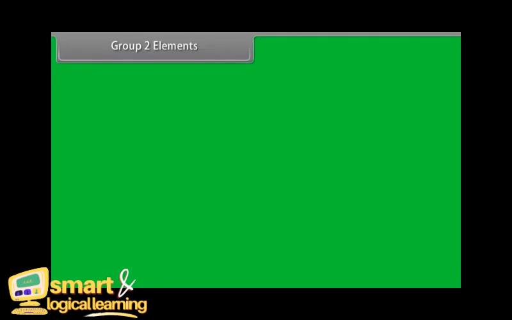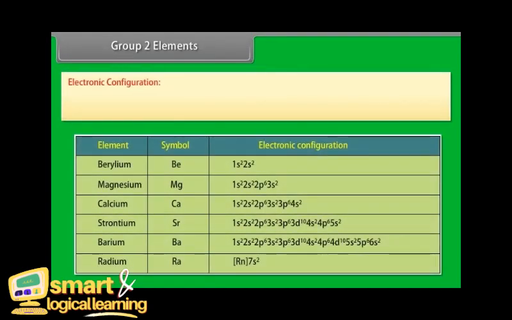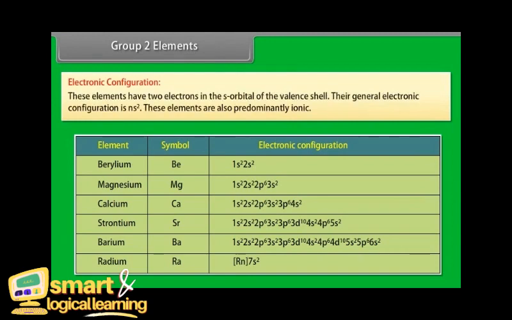Group 2 elements. Electronic configuration. These elements have 2 electrons in the s orbital of the valence shell. Their general electronic configuration is ns2. These elements are also predominantly ionic.